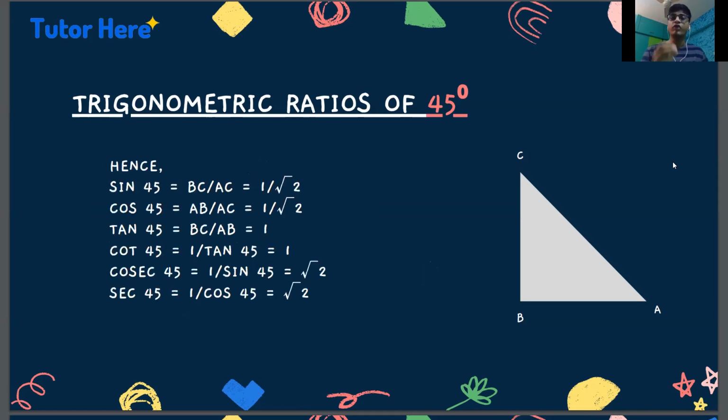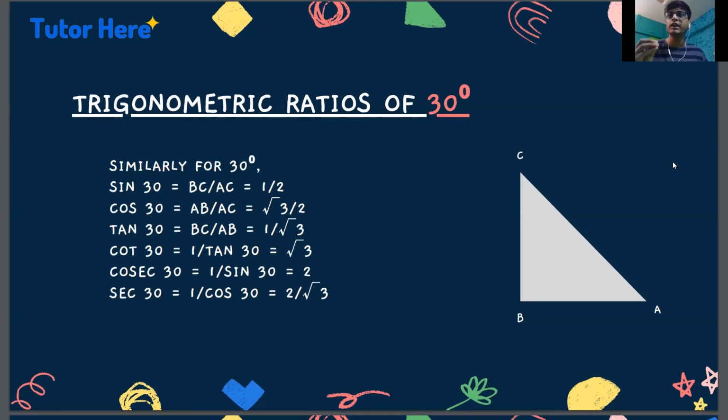Hence, sine 45, which is BC by AC, is equal to 1 by root 2. Cos 45, which is AB by AC, is also equal to 1 by root 2 since AB is equal to BC. Tan 45 is equal to BC by AB, which is equal to 1. Cot 45 is reciprocal of tan 45, therefore it is also equal to 1. Cosec 45 is a reciprocal of sine 45, therefore it is root 2. And sec 45 is a reciprocal of cos 45, which is root 2.